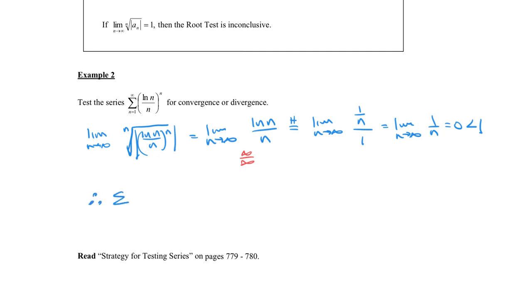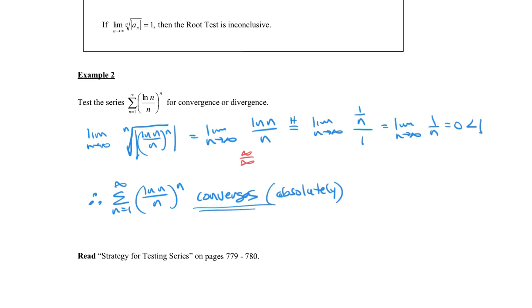Therefore, our series from 1 to infinity of natural log of n over n, raised to the n, converges absolutely. And again, all we're really looking for is that it converges. Technically, it's absolutely convergent.